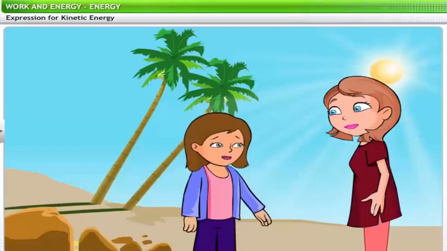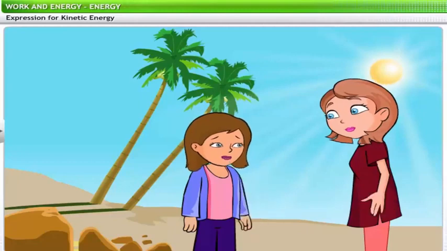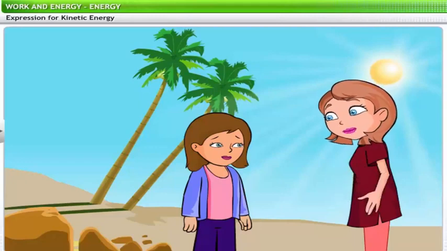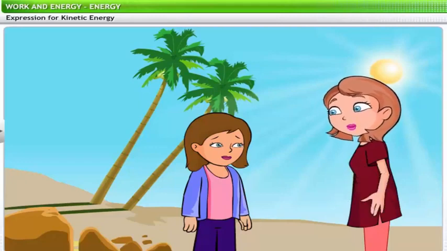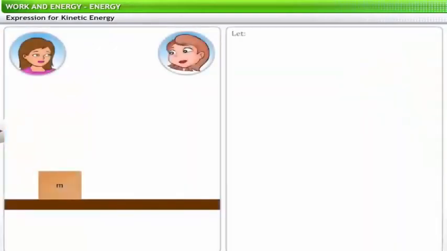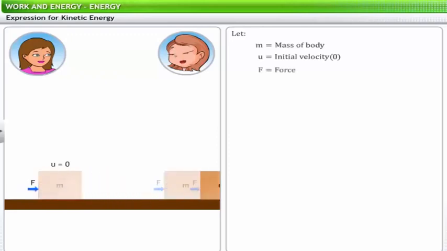Okay, so, like potential energy, there must be a formula for calculating kinetic energy. Yes. Let's derive the formula to calculate kinetic energy of a moving object. Consider an object of mass m, initially at rest. Thus, its initial velocity u is 0. Let us assume that a constant net force F acts on the body for t seconds and brings it to motion in the direction of the force.